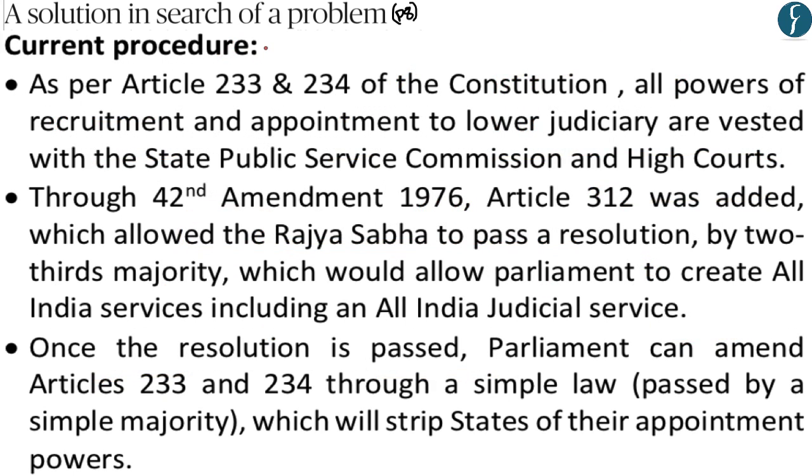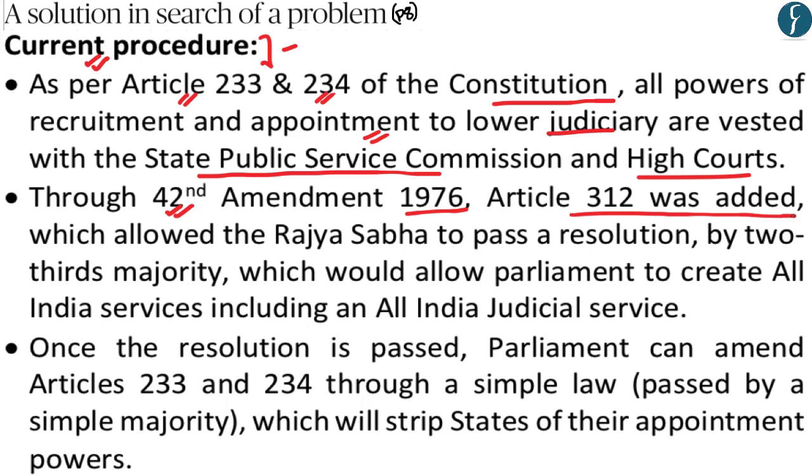Now, an important aspect that you should remember, especially with regards to your upcoming prelims examination of 2019, is what is the current procedure of recruitment of lower judiciary, whereby under Article 233 and Article 234 of the Constitution of India, all powers of recruitment and appointment to the lower judiciary are vested with the State Public Service Commission and the High Courts. However, through the 42nd Amendment of 1976, Article 312 was added to the Constitution of India. And this Article 312 allowed the Rajya Sabha to pass a resolution by two-thirds majority, which would allow the Parliament to create an All India Services, including the All India Judicial Services.